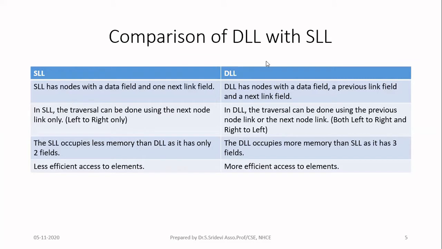Whereas in case of doubly linked list, since we have two pointers which contain the address of the previous and the next nodes, we can travel them in both the directions, from right to left as well as from left to right. So then the third point is your single linked list is going to occupy less memory when compared to the doubly linked list.